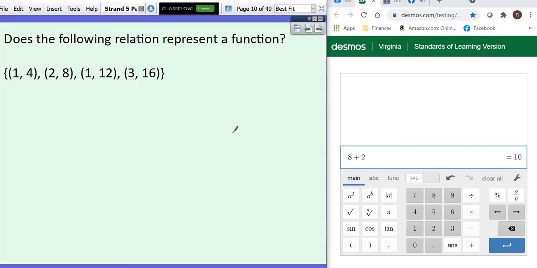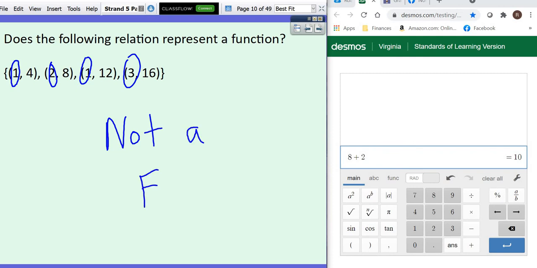Alrighty, let's look at this one. Does the following relation represent a function? Well, the first thing I'm going to do is circle each x value. Do any of them repeat? Yes, they do. The 1 and the 1 repeat. So this is definitely not a function. X values do not repeat in a function.